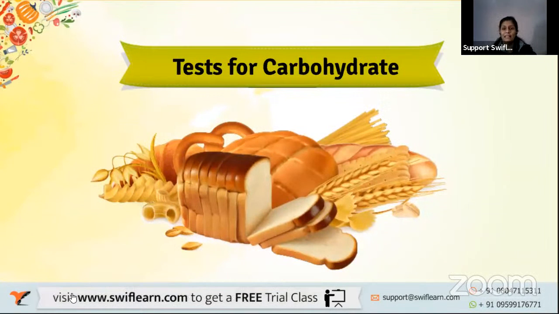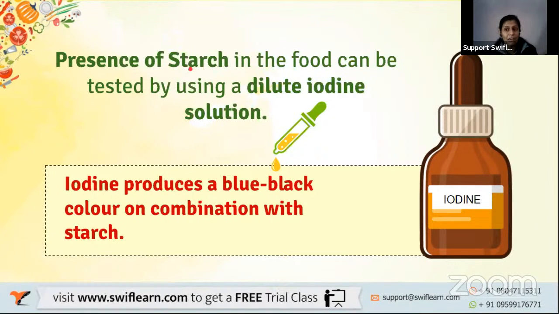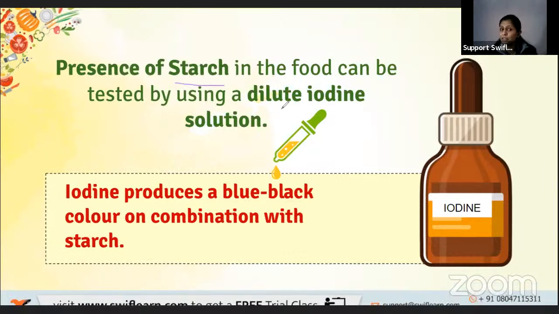Now, how can we test whether a food item contains carbohydrate or not? The test is, we can test the presence of starch in the food by using a dilute iodine solution. We said sugar and starch are the forms in which the carbohydrate is present in our food. So here we are testing for the presence of starch in the food by using dilute iodine solution. This is important: whenever you have to test for the presence of starch, you have to use dilute iodine solution. It is not concentrated, it is basically iodine mixed with water.